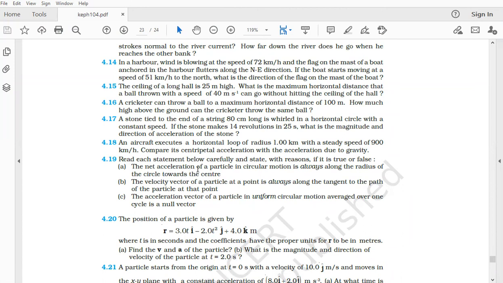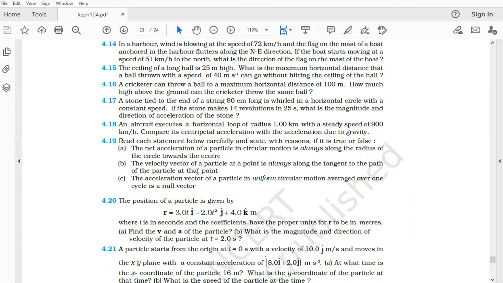4.17, let's see. 4.17 is easy, so I'm going to leave it to you. 4.18 is also easy. 4.19 is difficult. I've marked it as difficult, but it's like a theory question. Okay, let's talk about this.